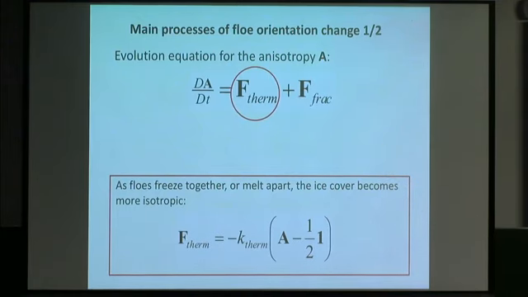Melting of floes apart and freezing of floes together is no respecter of anisotropy. Okay? Melting apart, freezing together, the ice cover becomes isotropic. And this relaxation constant is a function of the freezing or melting rate.